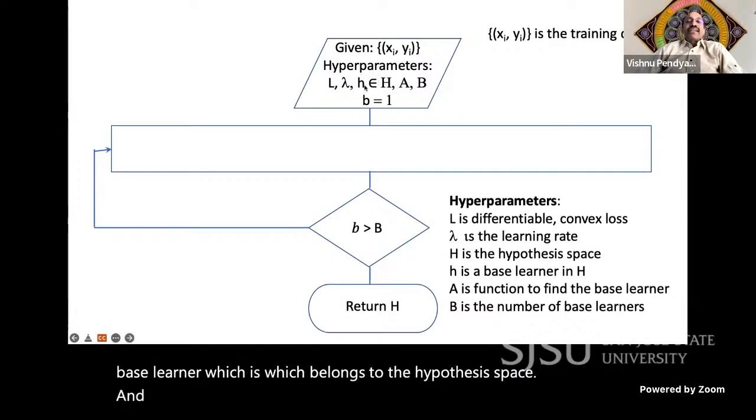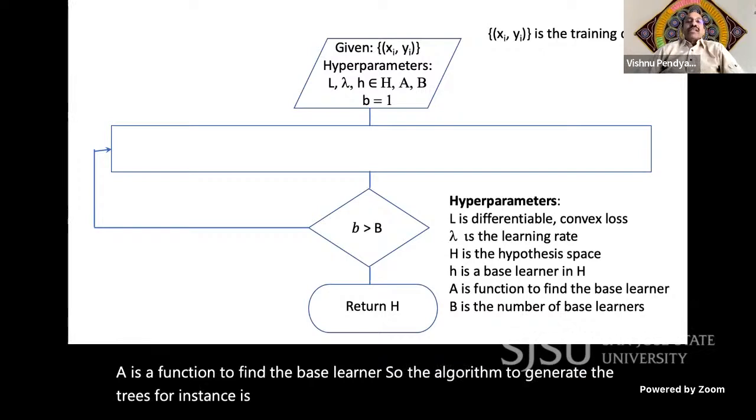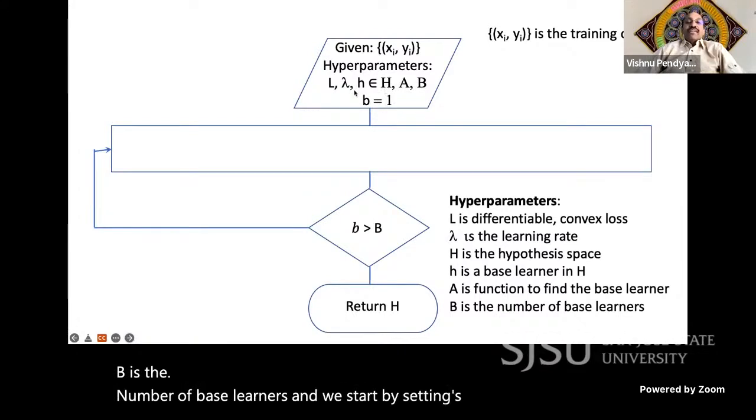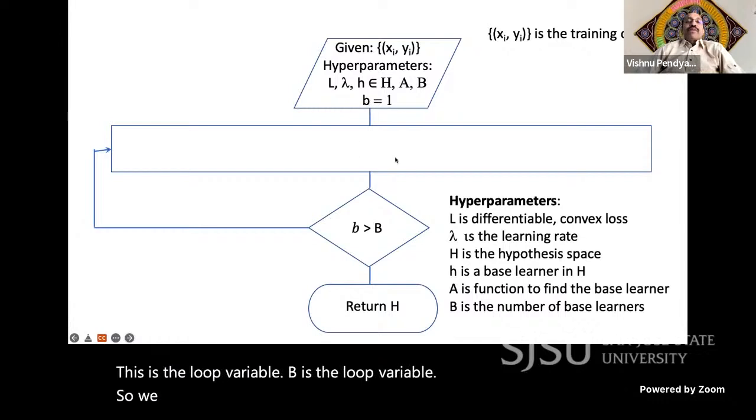And h is the base learner in this hypothesis space. A is a function to find the base learner. So the algorithm to generate the trees, for instance, is your A. And B is the number of base learners. We start by setting small b equal to 1. This is the loop variable. So we iterate for B number of times.